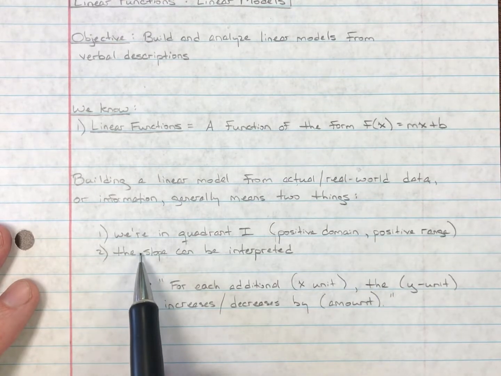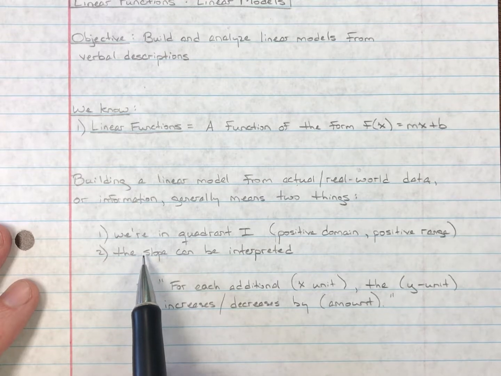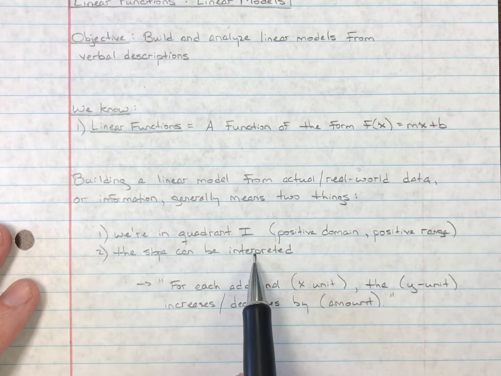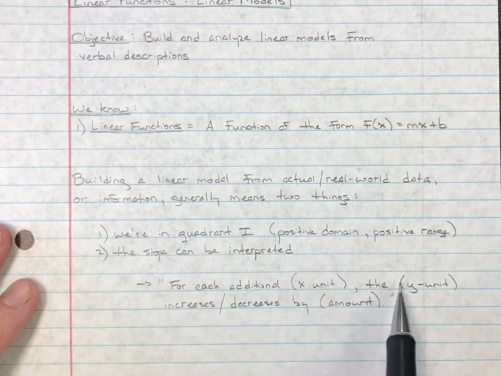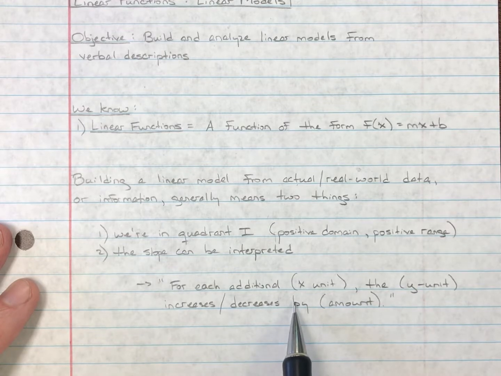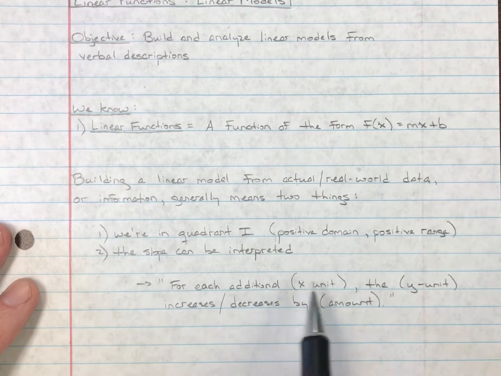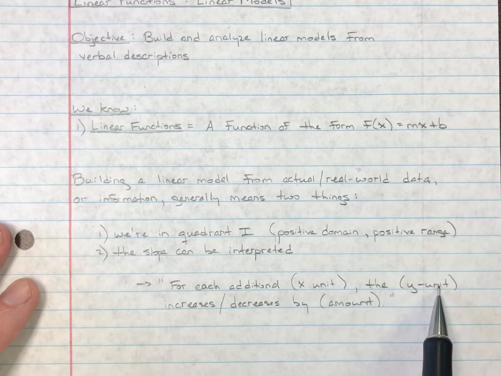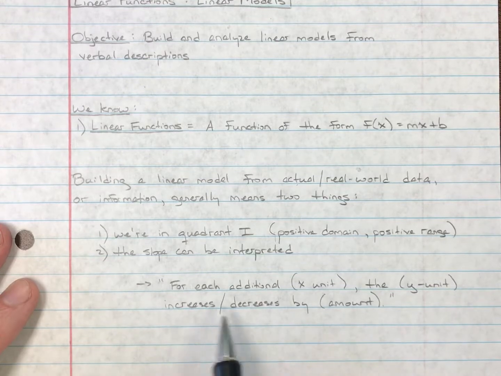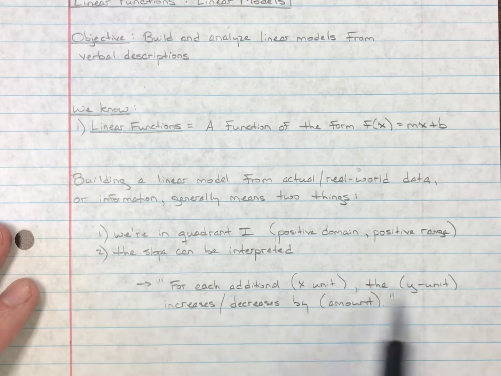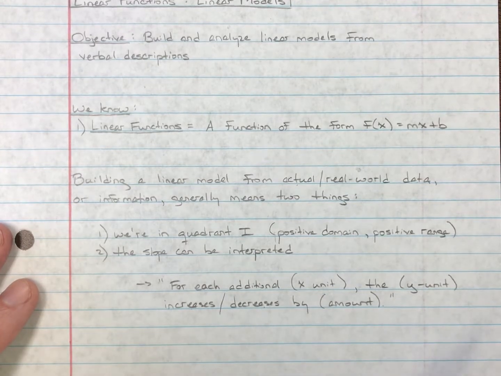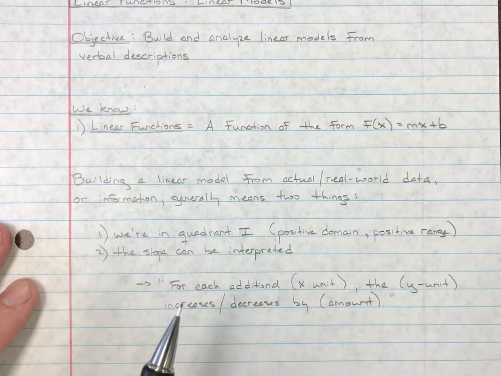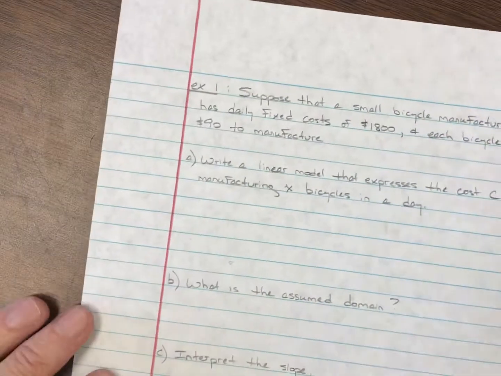And number two, because it's a real world example, we can interpret our slope and it has meaning if we use the labels. And generally we describe our slope as follows when we interpret it. For each additional x unit, whatever that might be, the y unit, again, whatever that might be, increases or decreases by some amount. Okay, so we can interpret our slope and it has meaning because of the real world situation that we're in. Let's take a look at two examples.